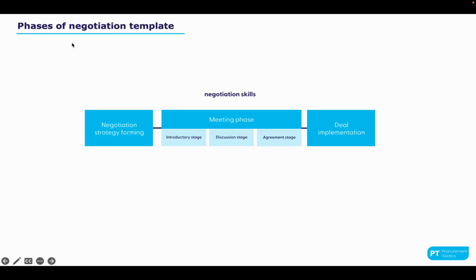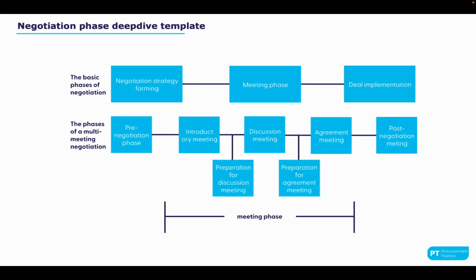Of course, there are always different phases. We need to have the strategy formed. You have the meeting phase where you will always have an introductory stage, a discussion stage, and an agreement stage. And in the end, after the deal is finally done, there's the deal implementation phase. This one is actually a bit of the same, but it's a deep dive. So here you recognize the 3 basic phases of a negotiation, where you form your strategy after preparation, you have the meeting phases, and you have the deal implementation.